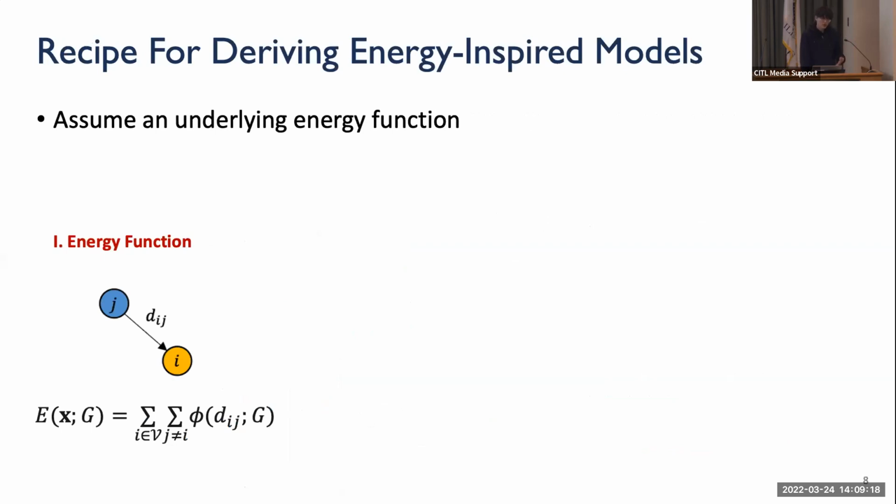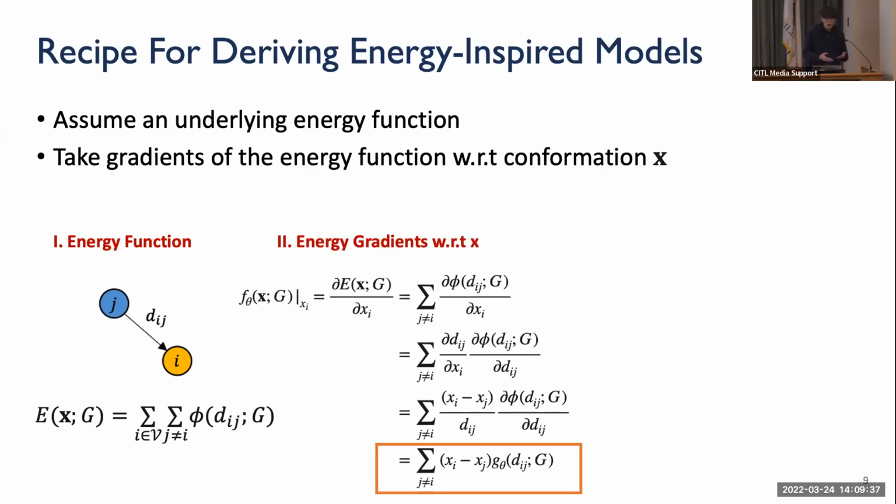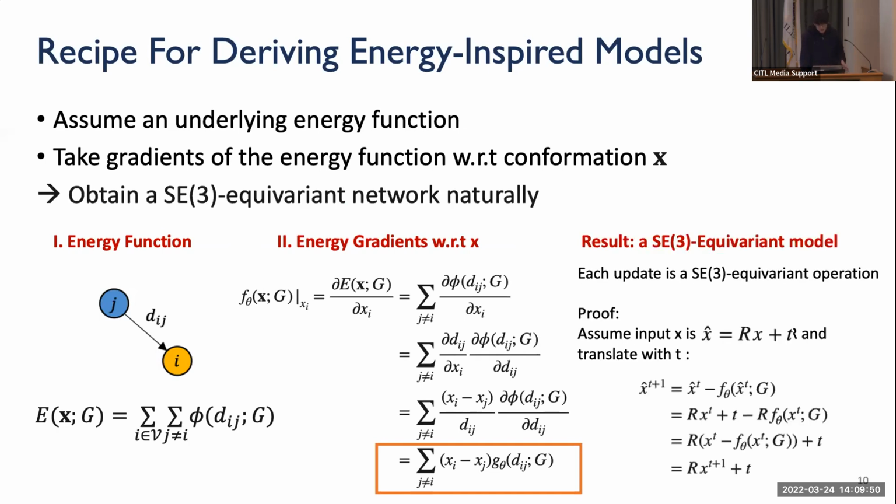The recipe for deriving the energy-inspired models is also simple. First, we need to assume an underlying energy function. For example, we can assume a molecule's energy is related to all pairwise distances of the atoms. And then we can take gradients of this energy function with regard to the conformation X. And we can reach the update formulation in the red box. And such an update formulation will be naturally SE3 equivariant.